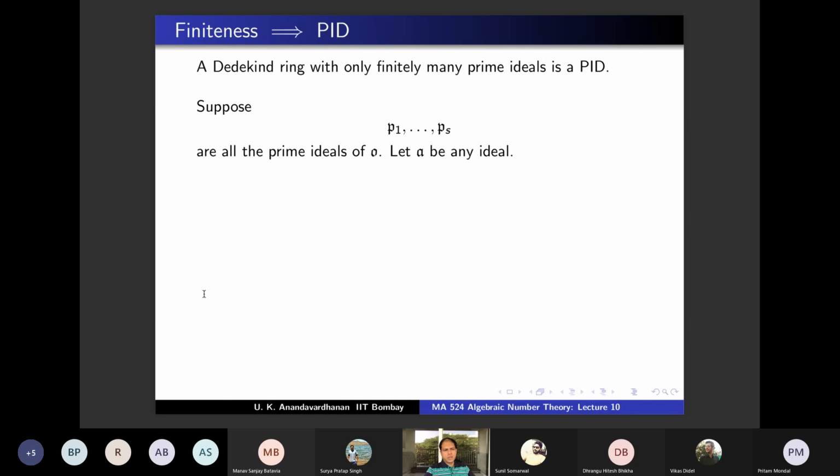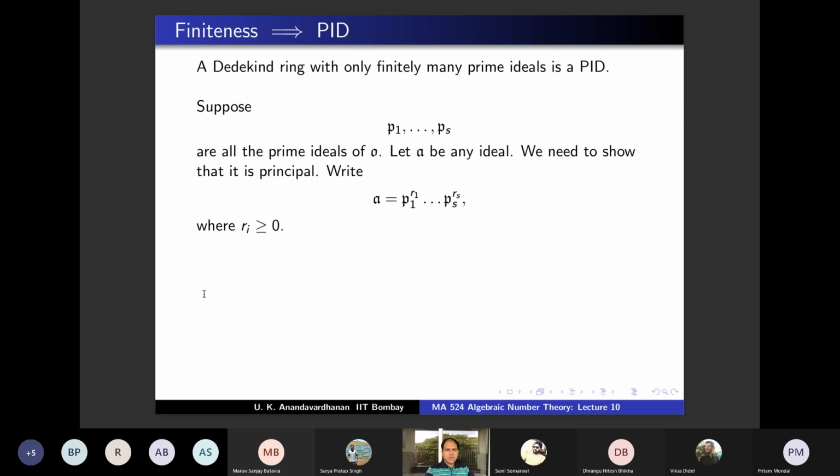But what do you know about A? A can be written as a product of primes, right? We have shown yesterday that any ideal is a product of primes. So we need to show this is principal, but you can start by writing A equal to, these are all the prime ideals, there's no other prime, because of finiteness, P1 power R1, etc., PS power RS, where some RIs may be zero. Some primes may not come. So A equals P1 power R1, etc., PS power RS, where the RIs are non-negative. Okay, so this you have.